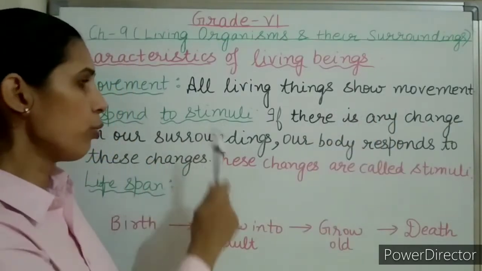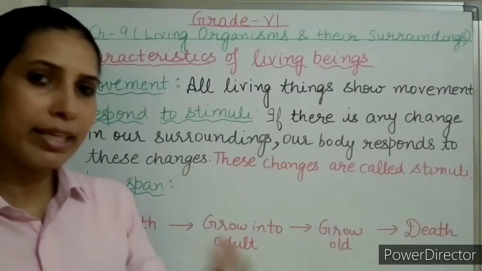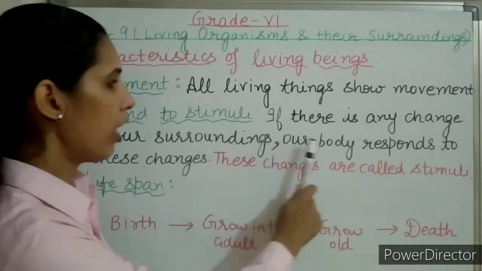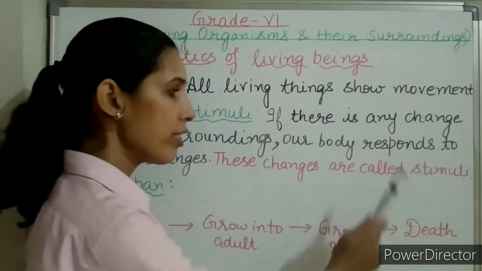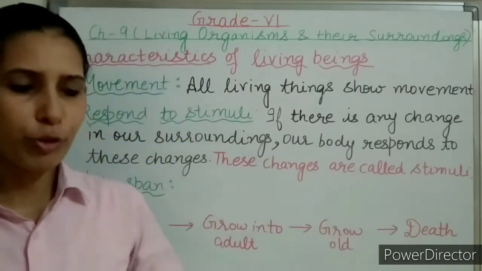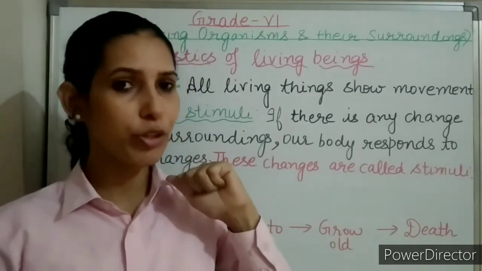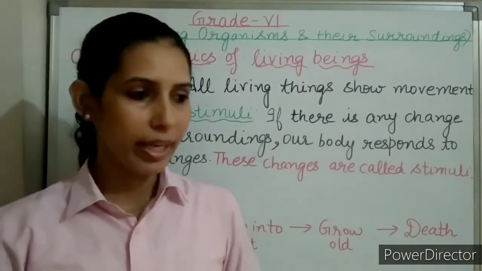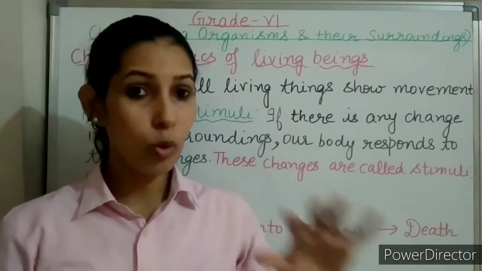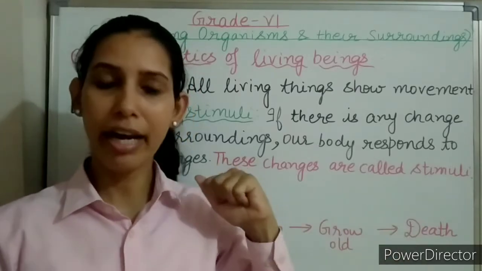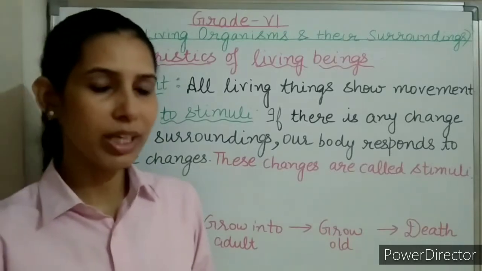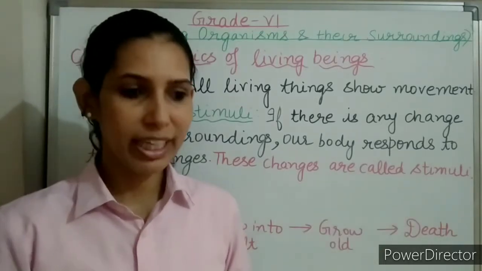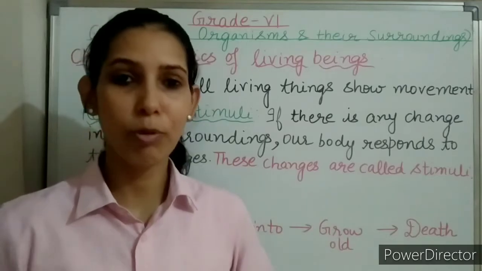Next is responding to stimuli. If there is any change in our surroundings, our body responds to these changes, and these changes are called stimuli. For example, if you touch any sharp object, immediately we withdraw our hand. And if you touch any hot object, then immediately we take our hand back. So our body responds to stimuli like touching any hot object or any sharp object.